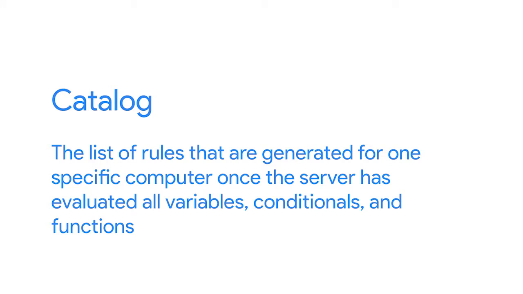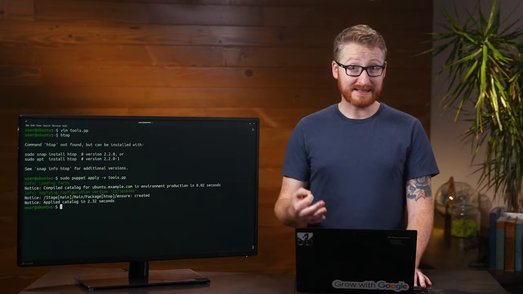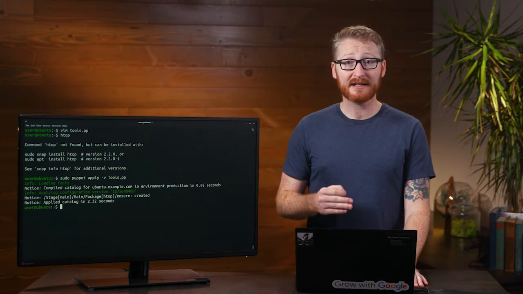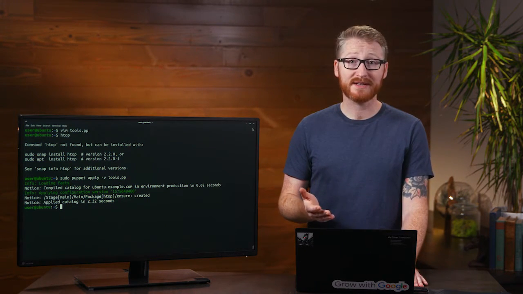The catalog is the list of rules that are generated for one specific computer once the server has evaluated all variables, conditionals, and functions. In this example, the catalog will be exactly the same as our code because the code didn't include any variables, functions, or conditionals. More complex sets of rules can lead to different catalogs depending on fact values. It's now time to check if our rules actually worked.